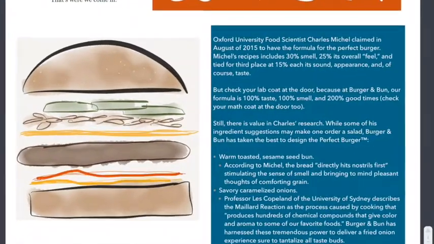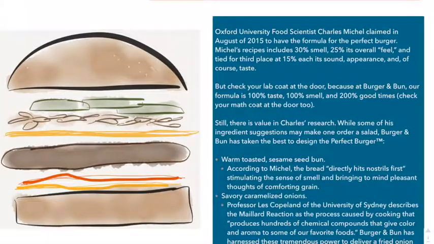So again, lots of information there. I did pack like 2 different sources into this. So we've got this idea about the bread from Charles Michel, the scientist from Oxford, and then also another professor at the University of Sydney talking about this chemical reaction that gives color and aroma to favorite foods.